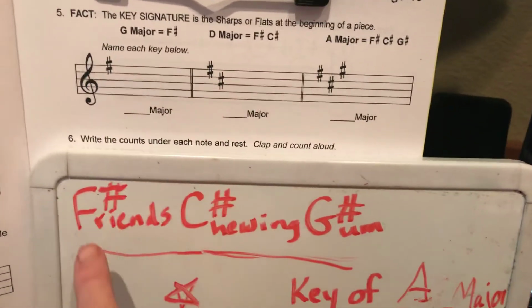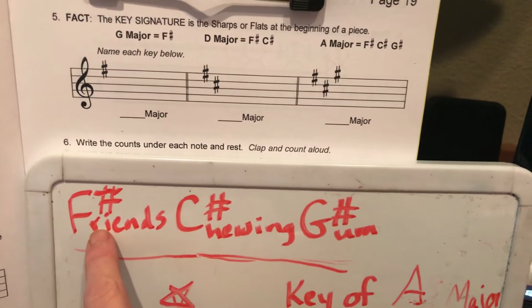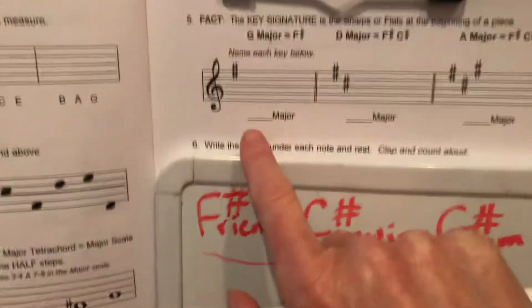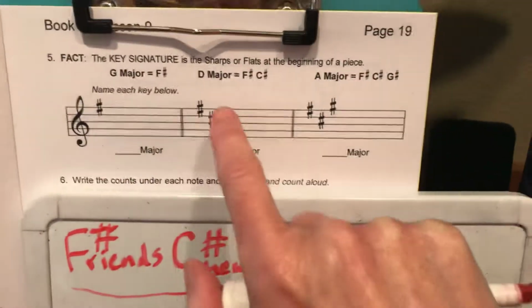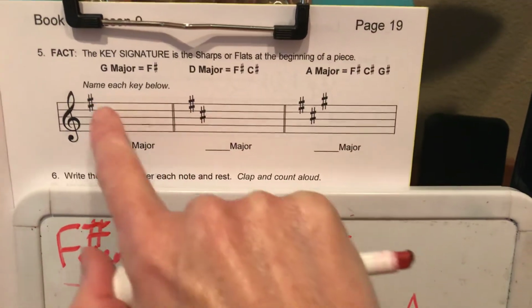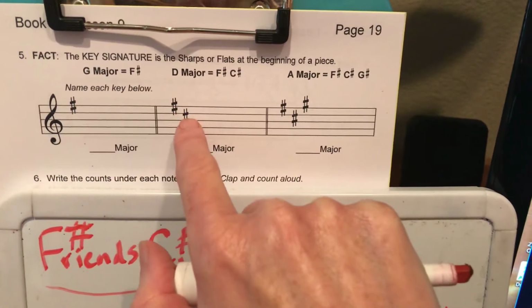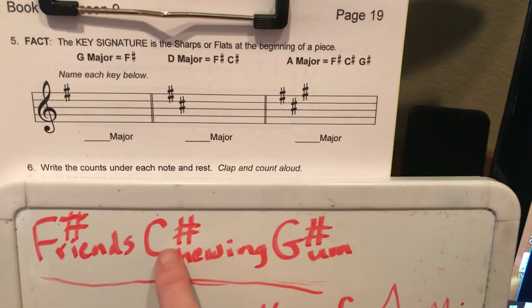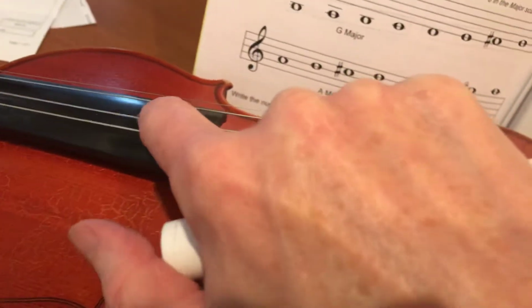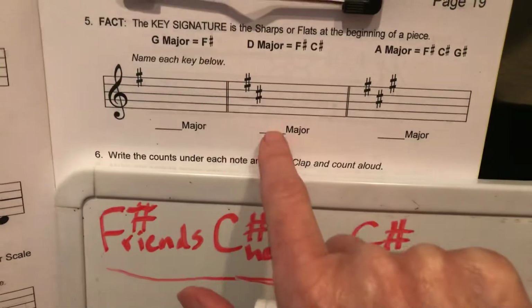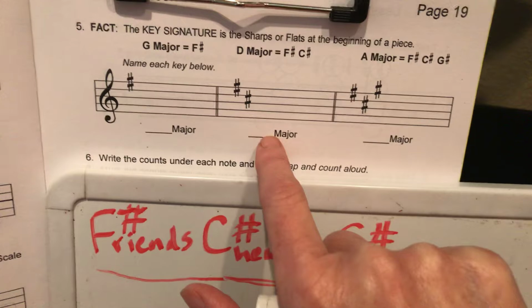So 1 sharp is F sharp. Whenever we have 1 sharp, it's the key of G. So you would put a G here for G major. 2 sharps: F sharp, there's the same F sharp again, and now we've added a C sharp, F sharp, C sharp. 2 sharps, 1, 2, key of D. So you would write in here D major.